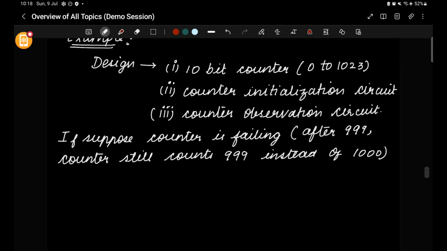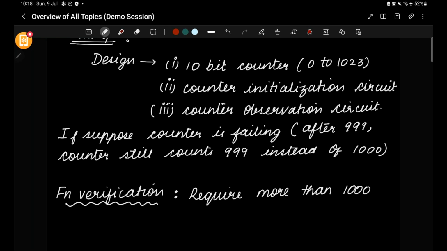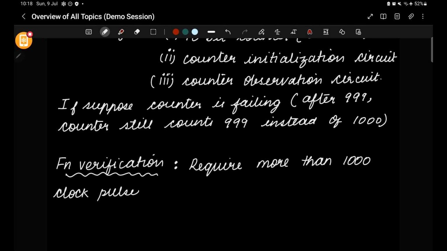Now if you consider a functional verification engineer, they can tell that this counter is failing, but they will require more than 1000 clock pulses to tell that the counter is failing.